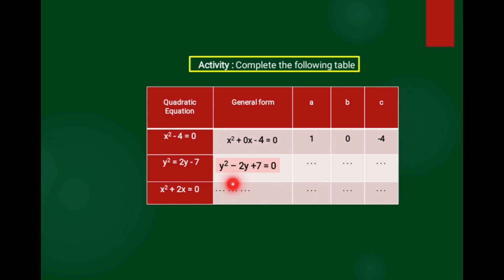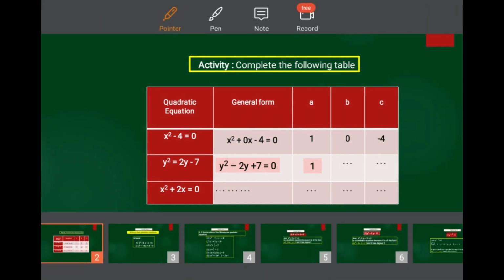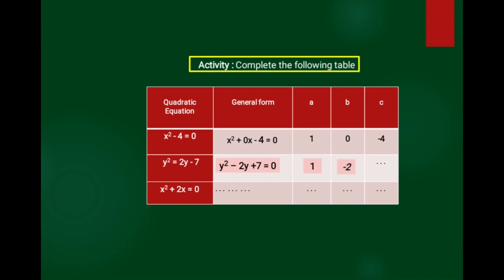So we compare this equation with ay square plus by plus c equals to 0, because the variable is y. Here the coefficient of y square is 1, so the value of a must be 1. Here the coefficient of y is minus 2, so the value of b must be minus 2. Then the value of the constant c is 7. So we write here the value of c is 7.